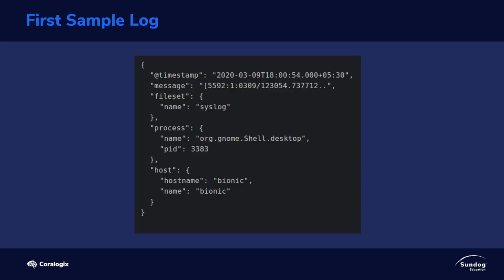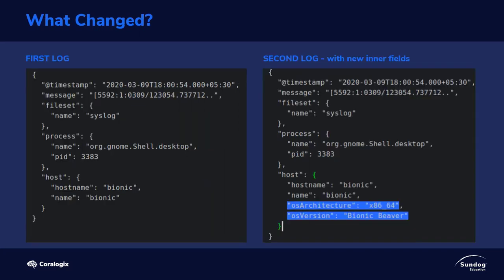In this example, fields like fileset, process, and host are top-level fields, which contain inner fields inside of them. Depending on the system and the process sending the log, the number of fields contained in these top-level fields can change. For example, after sending this first log, another syslog log gets ingested a few minutes later, containing additional inner fields for the host field. As time passes, the host field can accumulate an unpredictable number of inner fields with unknown data types. Elasticsearch's default behavior is to map all inner fields as individual fields. Let's see how this works hands-on.